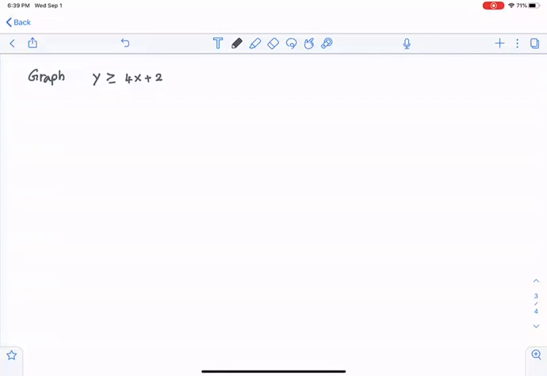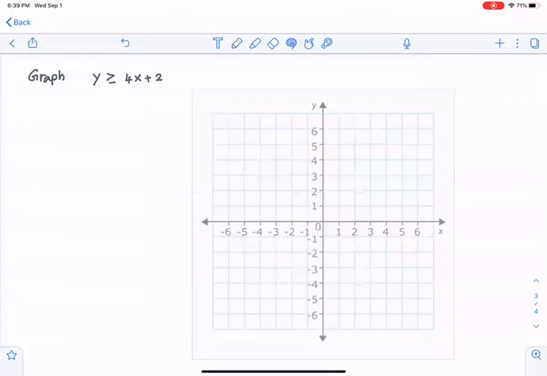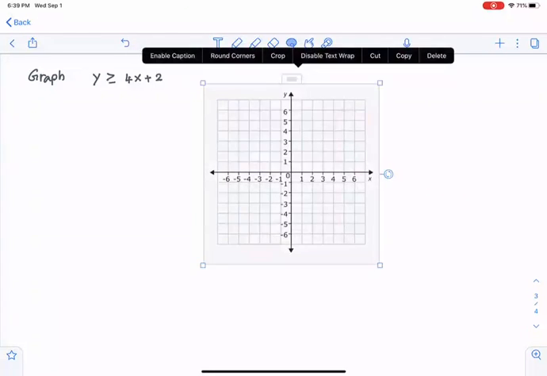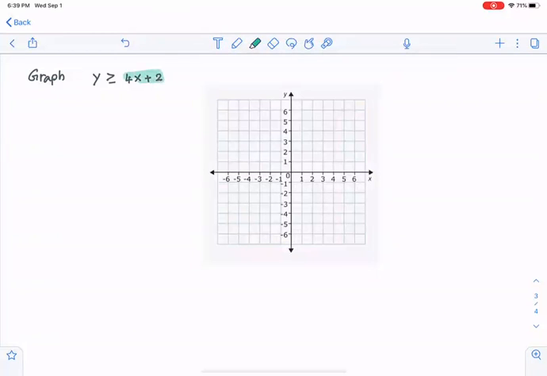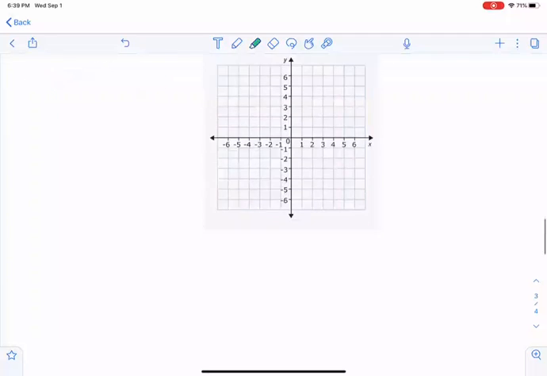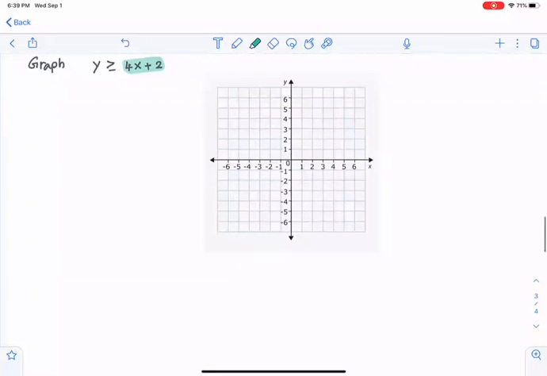Okay, so here we have the inequality y greater than or equal to 4x plus 2. We always start with the line 4x plus 2. So that is the slope-intercept form that we have. So we know the y-intercept is 2, so that point is easy. And if I plug in 1 for x, I will get 6. 4 plus 2. If I plug in, excuse me, put it at the wrong place. Oh, my bad.